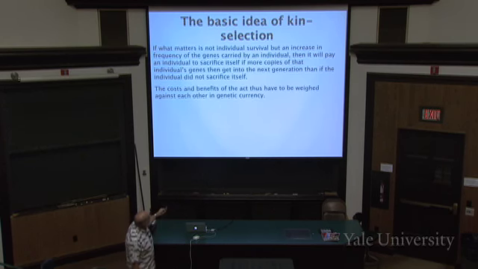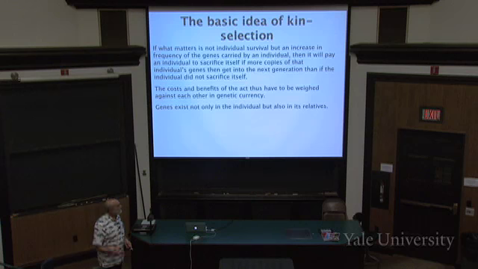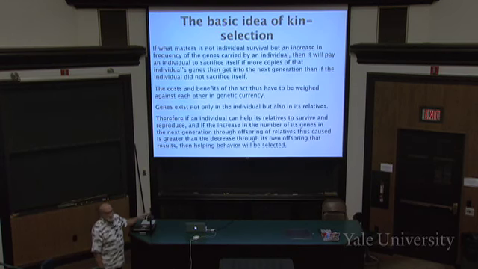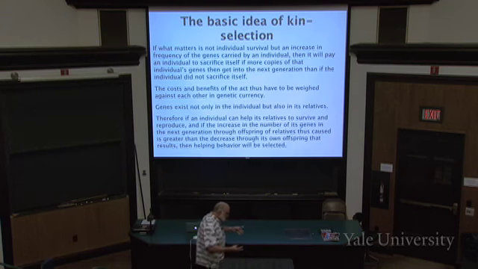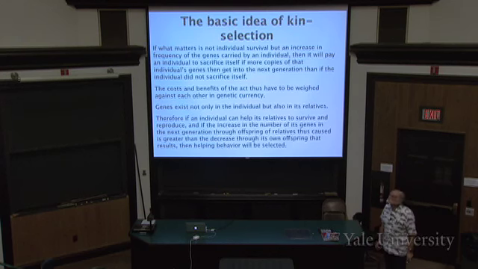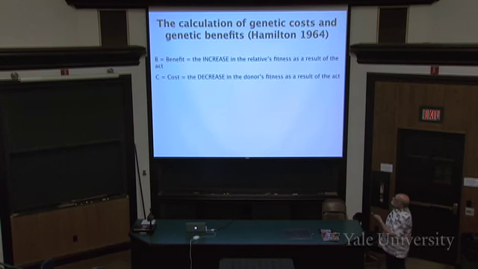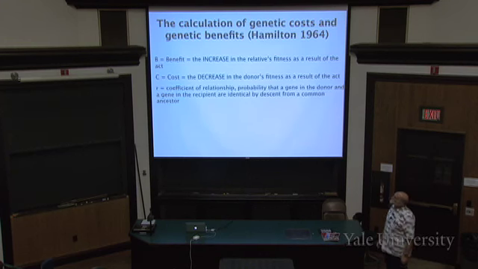So the costs and benefits have to be weighed in genetic currency. The genes are not only in it, but they're also in its relatives. So if it can help its relatives to survive and reproduce, and if the increase that it gets by doing that is greater than the cost that it suffers by doing that, then that behavior will be selected. To formalize that, the benefit is the increase in the relative's fitness as a result of the act, and the cost is the decrease in the donor's fitness.